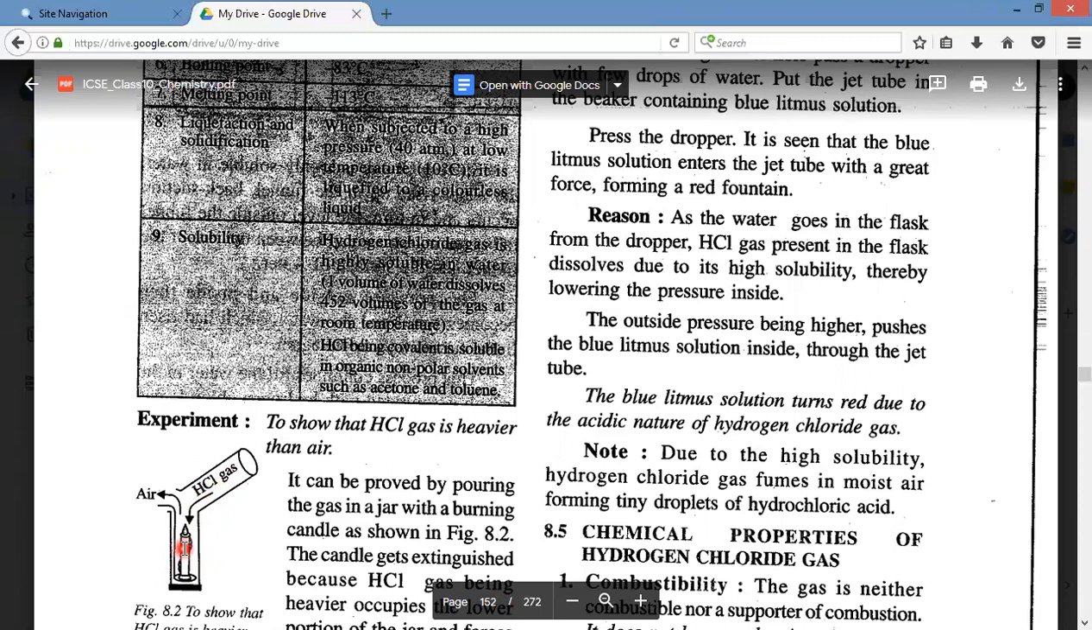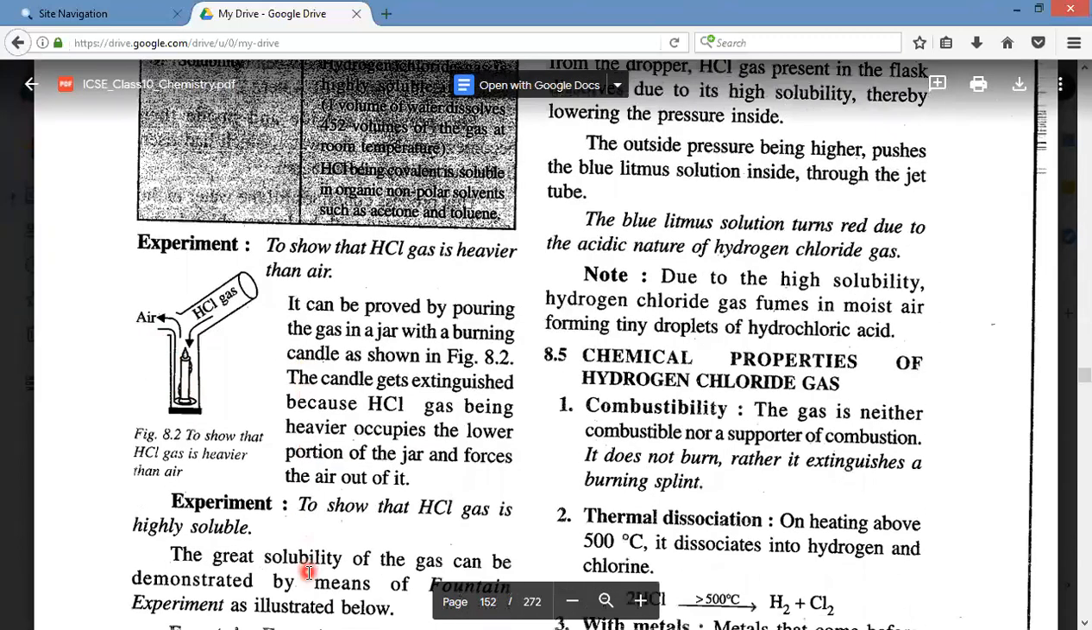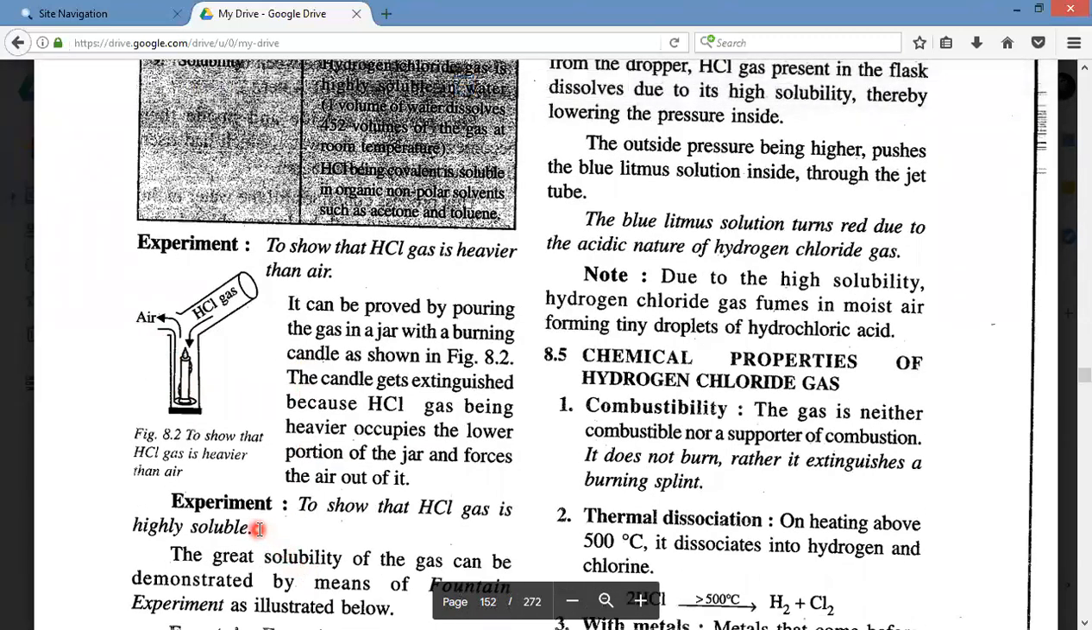What is the reason behind it? The reason is that HCl gas, being heavier, will be settling in that jar. The air will go out, and by this, no contact with air will be there. Your candle will extinguish. Now, the next experiment is to show that the HCl gas is highly soluble.